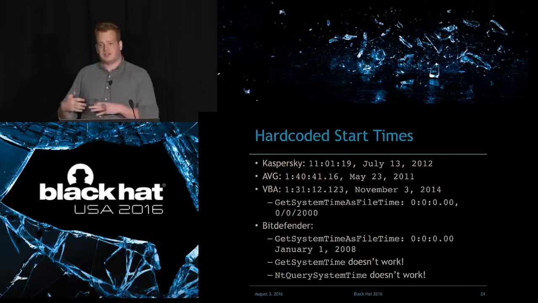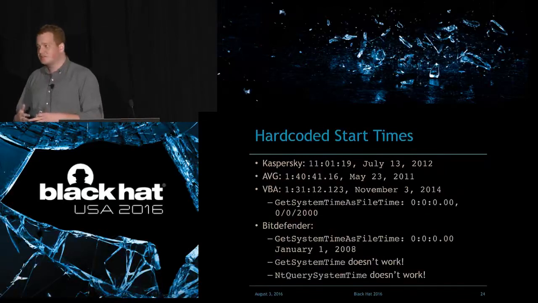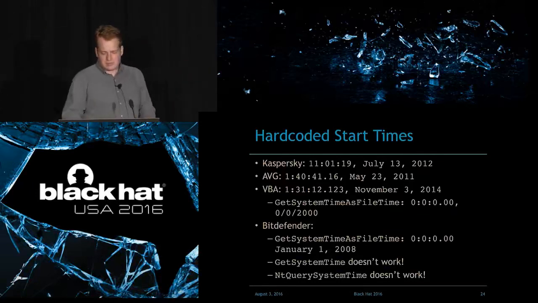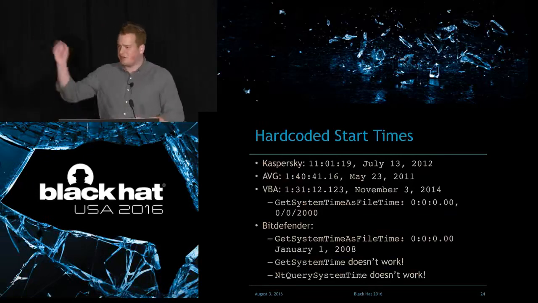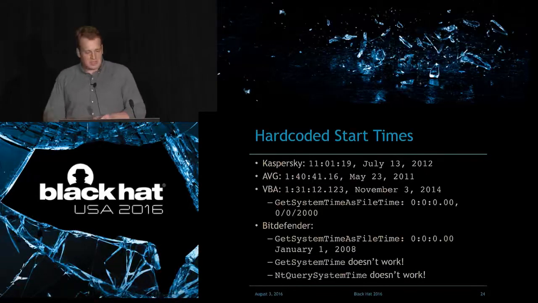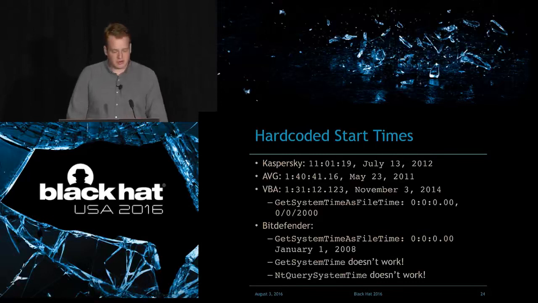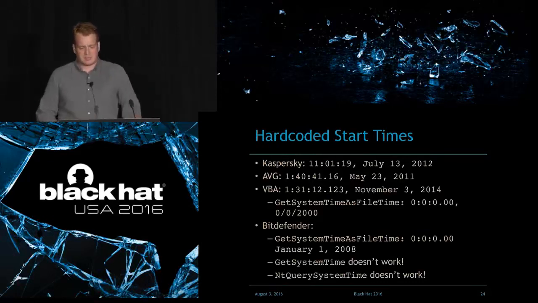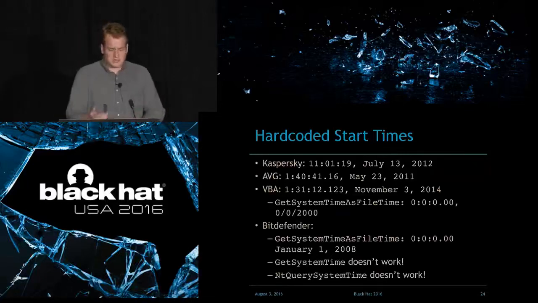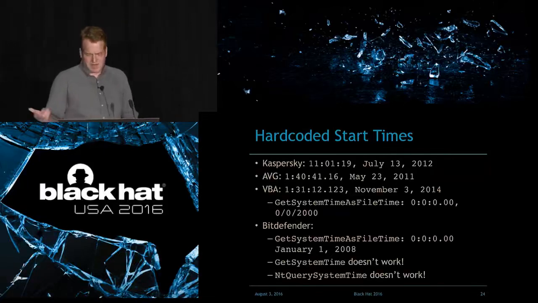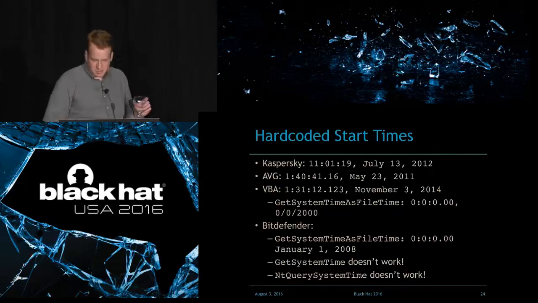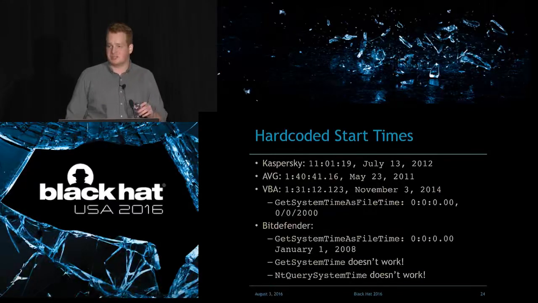Hard-coded start times are kind of the intersection of these environmental artifacts and the timing artifacts. You just query the time, and in AVG you'll see, oh, it's May 23rd, 2011. If you see that, you know you're running in AVG. Then Bitdefender has broken APIs. It's 0:00 on January 1st, but then other APIs break, and you get inconsistent times. VBA is 0:00 again, 2000, but it tells you a different time with other APIs. So it's totally broken, not even consistent across multiple ways of measuring time.